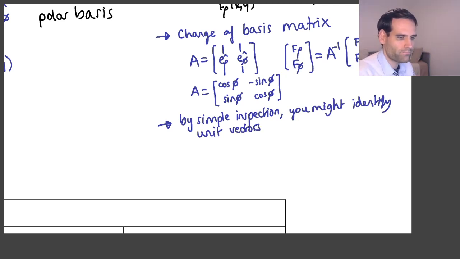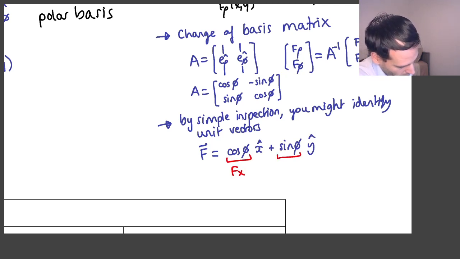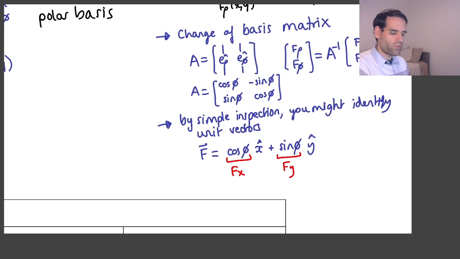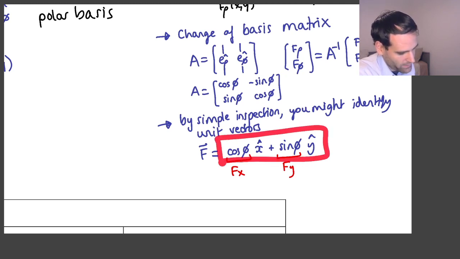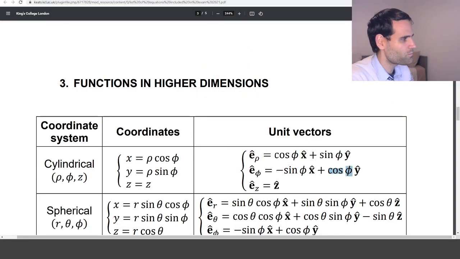So for example, imagine that your vector field f is given by cosine phi x hat plus sine phi y hat. Okay, so this is your fx and this is your fy. So how do you convert this to polar basis? Quite often, with some intuition, you look at this and say, wait a second, cosine phi x hat plus sine phi y hat is suspiciously similar to e rho hat. It's actually equal to e rho hat.